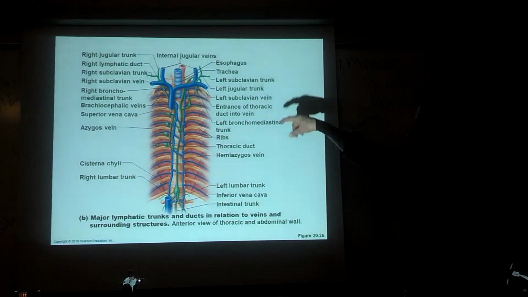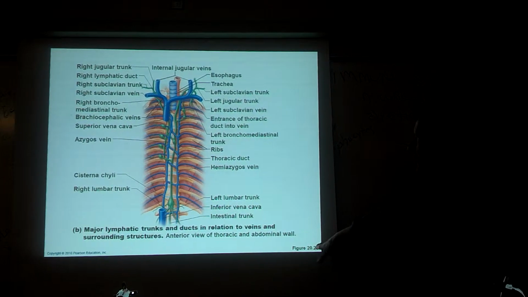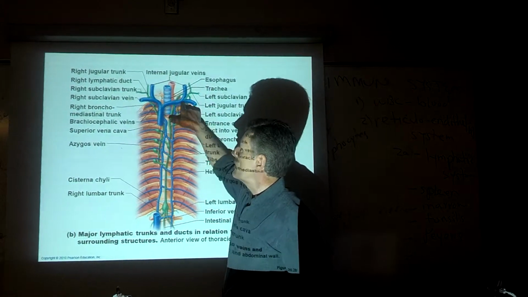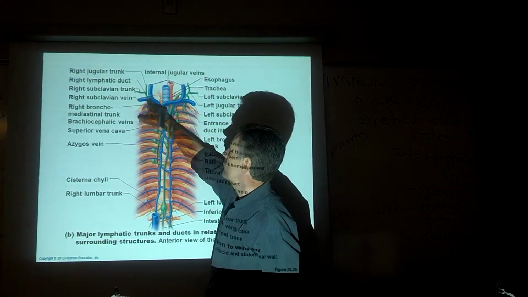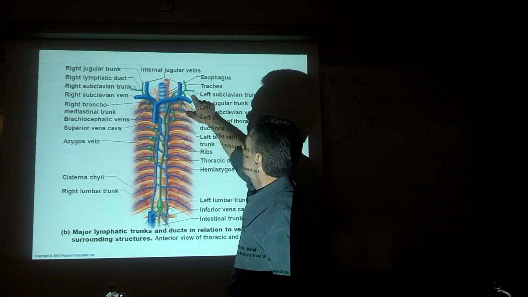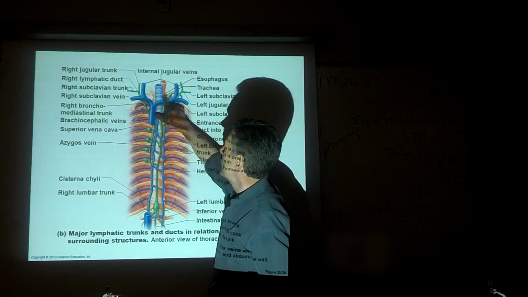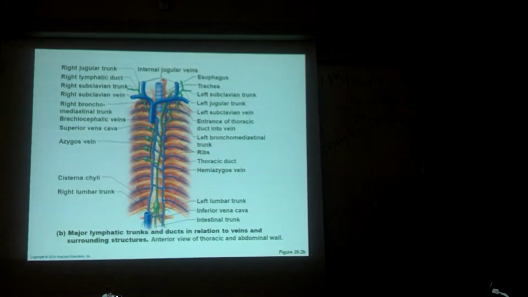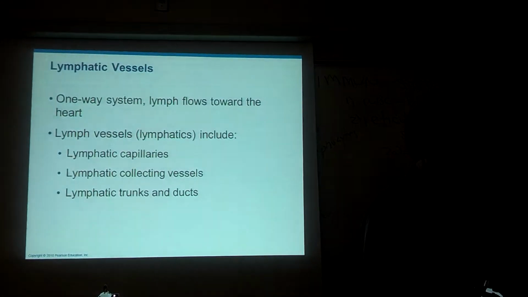All right, so just make a note on slide 22B. I'm just interested in that it dumps in there next to the jugular trunk and next to the subclavian. Right about there, subclavian or jugular trunk, whatever you want. Whatever I say on the test.